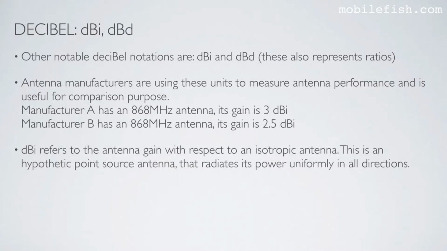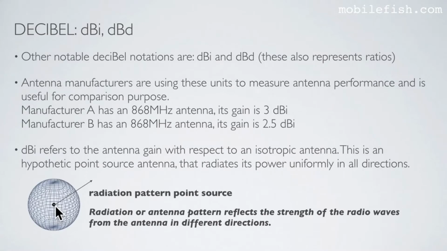dBi refers to the antenna gain with respect to an isotropic antenna. This is a hypothetical point source antenna that radiates its power uniformly in all directions. This point represents an isotropic antenna. This isotropic antenna does not exist in reality. And this is the radiation pattern of this point source. Radiation or antenna pattern reflects the strength of the radio waves from the antenna in different directions.